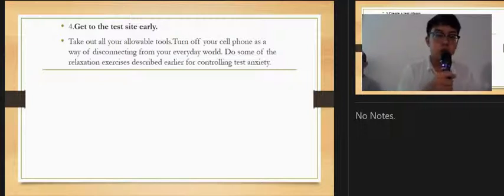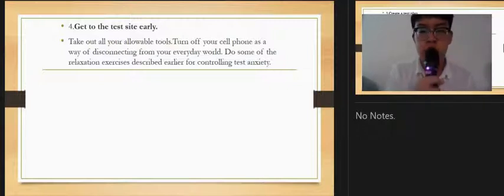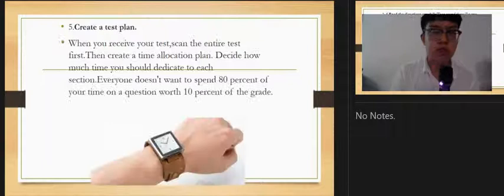Four, get to the test site early. Take out all your allowable tools. Turn off your cell phone as a way of disconnecting from your everyday world. Do some of the relaxation exercises described earlier for controlling test anxiety.